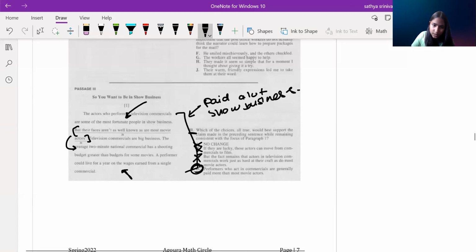And that leaves us with D, which is, again, going to be right because it's talking about money. It's talking about performers who act in commercials being generally paid more than most movie actors, right? And again, here it is talking about budget. It's talking about wages. It's talking about being fortunate people, right? So the focus of this paragraph is not the actual acting or how hard they work, but it's talking about money, right? They're paid more, right? So in this case, it'll be D. Does that make sense?